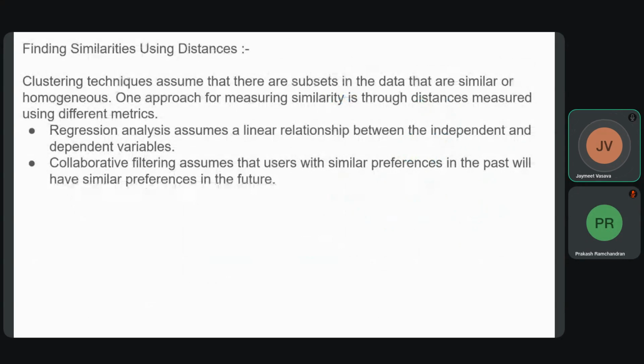So as we discussed the distances used in order to measure similarities, finding the similarities using distance in the clustering techniques, clustering techniques work under certain assumptions. Like regression analysis assumes that there is a linear relationship between the independent and the dependent variable. Collaborative filtering assumes that the users with similar preference in the past will have similar preference in the future also.